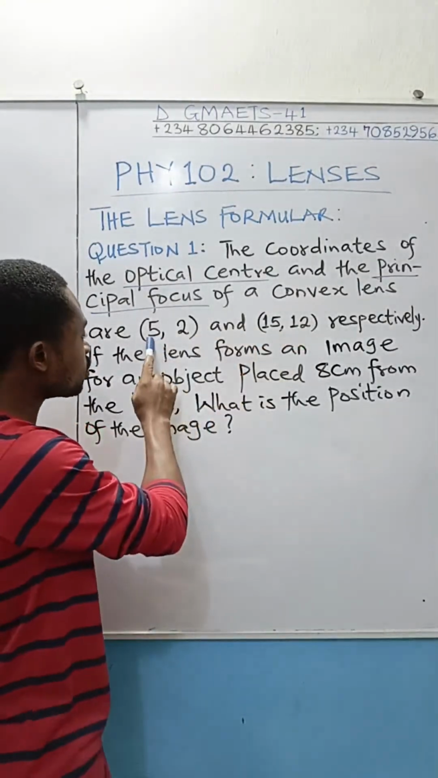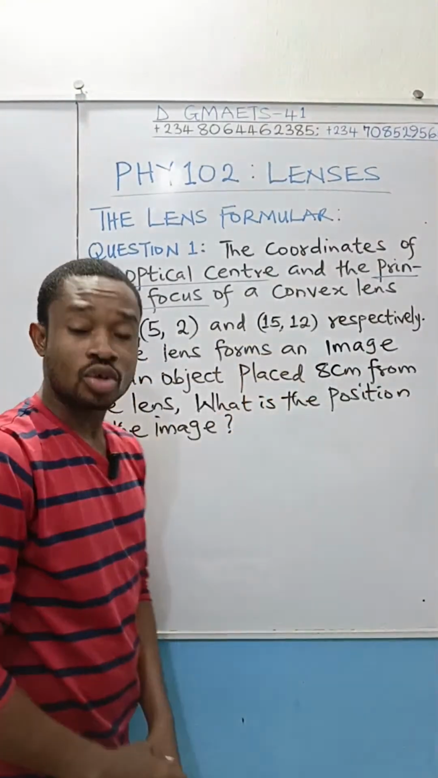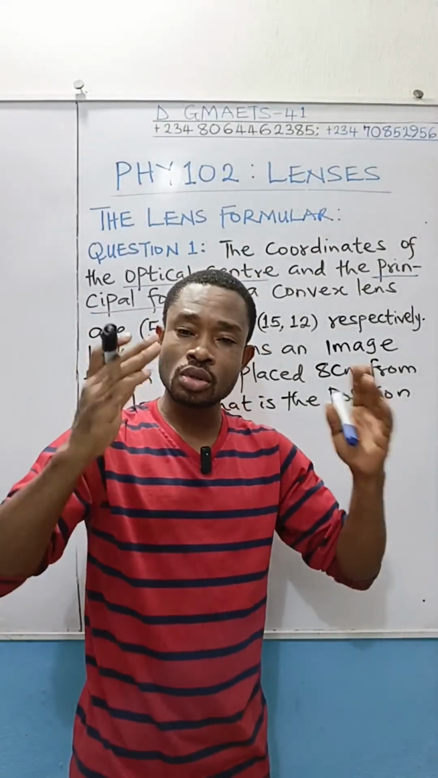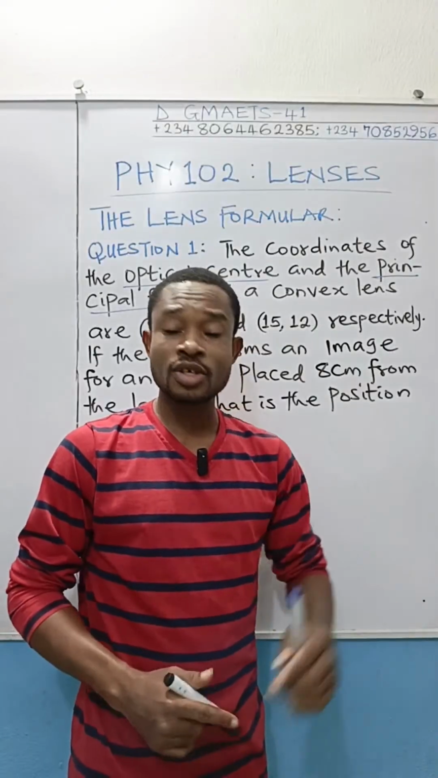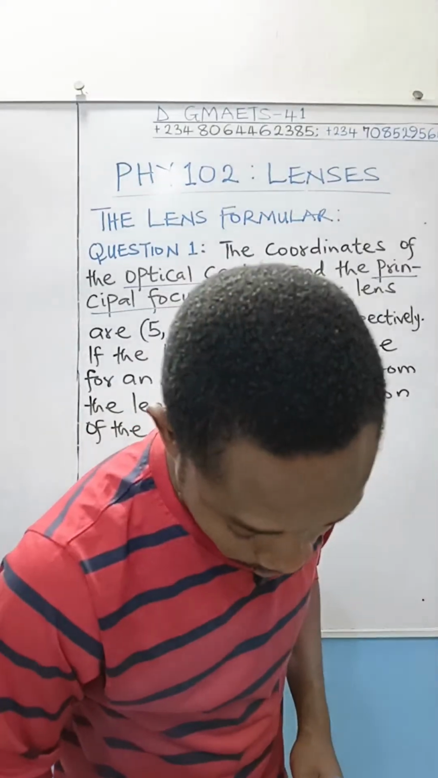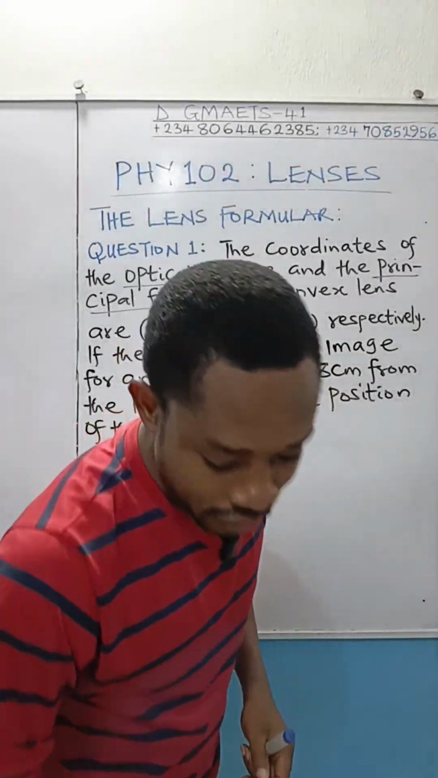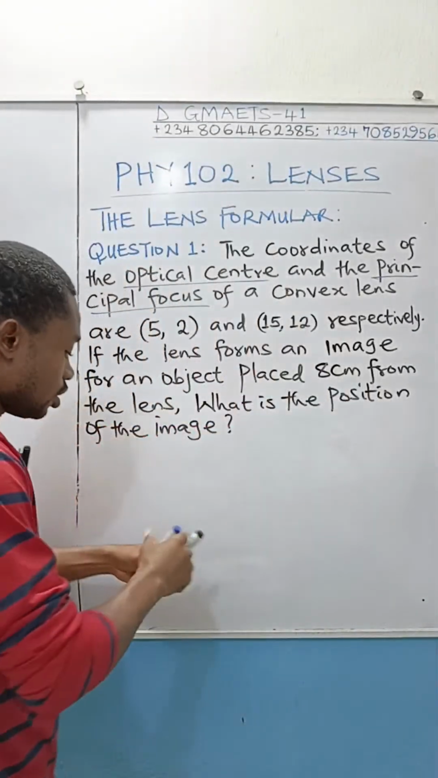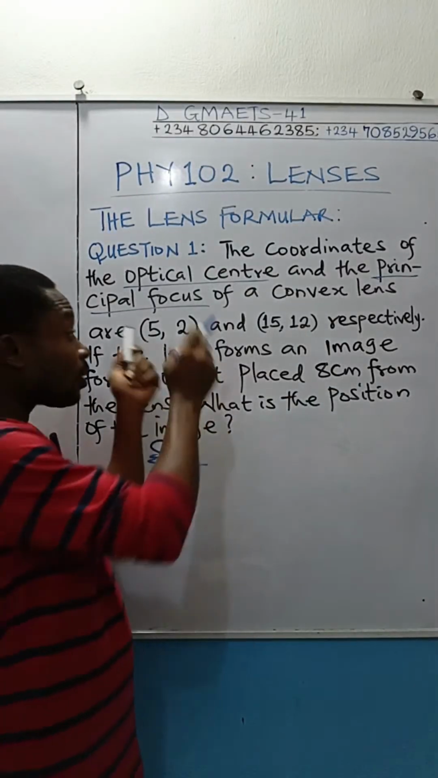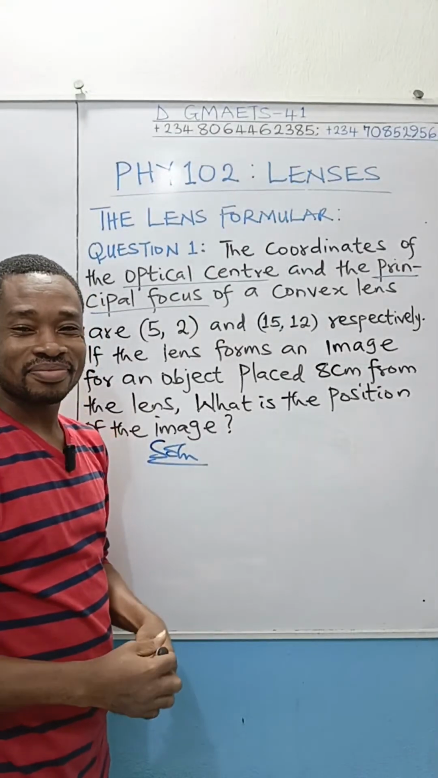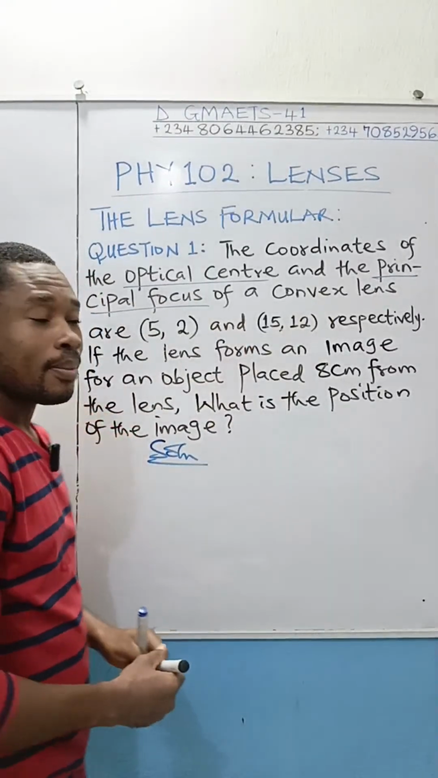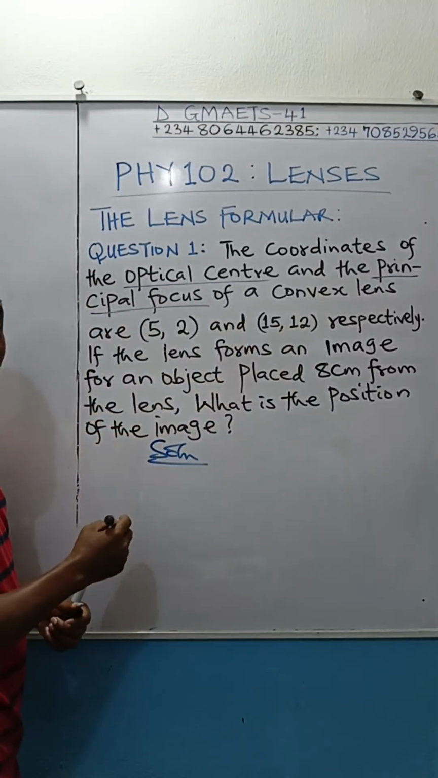We are going to use this coordinate and this coordinate to calculate the focal length, which is the distance between 2 points. And what are the points? Optical center and the principal focus. We are moving on. So I'm going to write the solution now. The problem with this question, I have exposed it. Get your focal length from the optical center and principal focus by using the distance between 2 points formula.